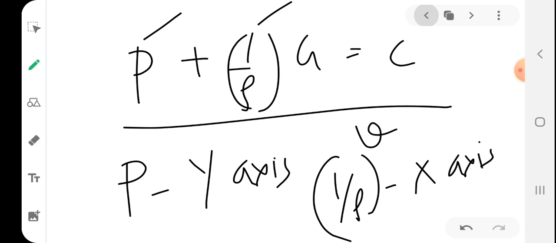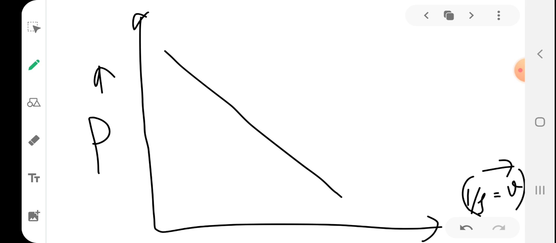It will be a straight line like this, right? Because P plus 1 by rho into some constant is equal to another constant, right? So this is how you represent a Rayleigh line in PV coordinate system. So this is actually a PV coordinate system. So how can you represent this same process or Rayleigh line in a Mollier diagram?